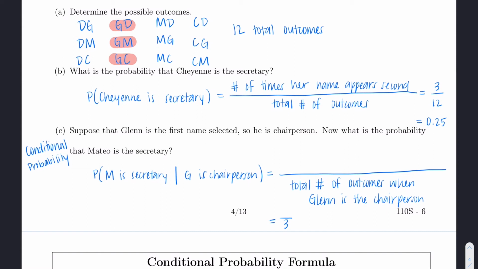And then now to figure out the numerator, that's going to be, okay, out of those 3 times, how many times does Mateo's name show up as his secretary? And the answer is 1, right? It's this one right here.